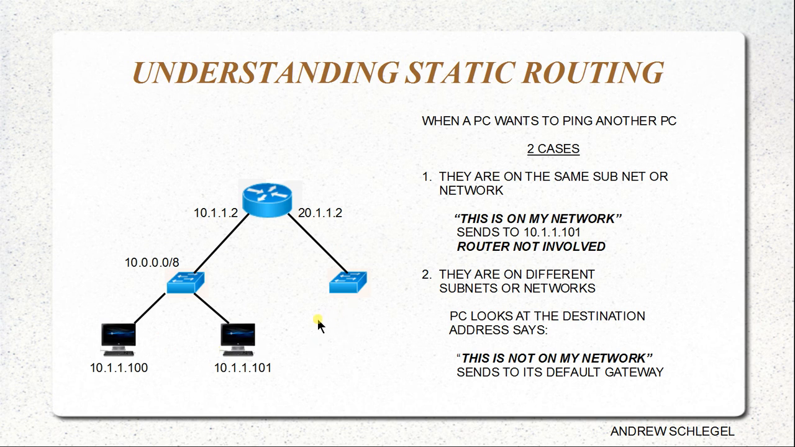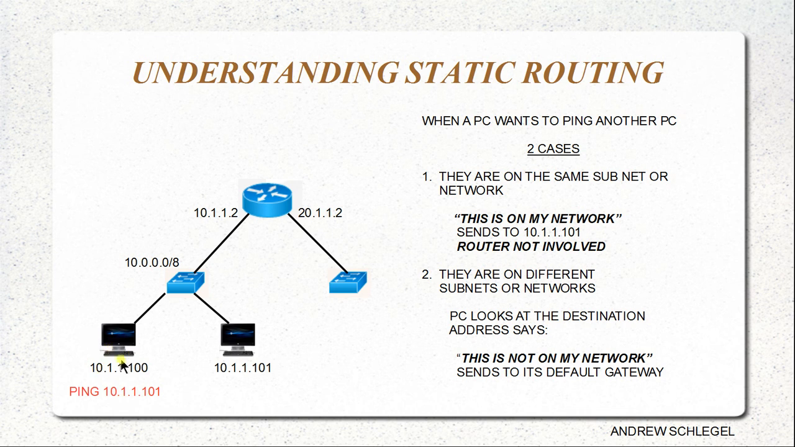And now let's discuss what happens when a PC wants to ping another PC, okay? If they're on the same network or subnetwork, then the router is not involved. But if they're on a different network, then it has to go through the router, okay? And the PC will just send it to its default gateway. Okay, so let's take a look at this.